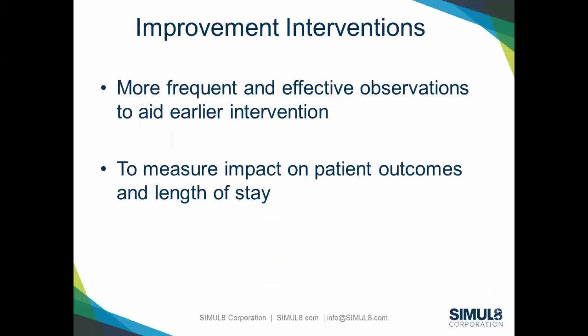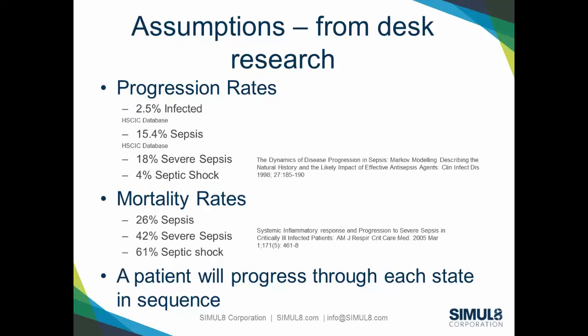And of course we know that the improvement interventions are that the more frequent and effective observations you do, and the earlier intervention you're able to put in place, then the better chance of cure. And of course there's an impact on patient outcomes and their length of stay. So we used a number of different assumptions. We used healthcare activity, but we also used assumptions from desk research, and you can see the progression rates and some of our sources here.